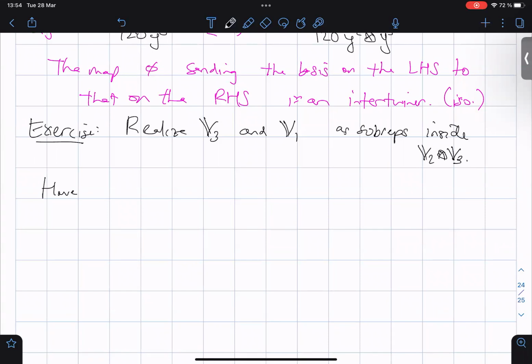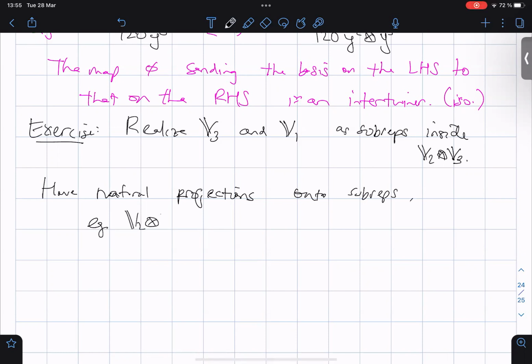Okay, so we have natural projections onto these sub-representations. For example, you have this V2 tensor V3, which is a direct sum of V5, V3, V1. Because I have a direct sum, I could project. You could ask to describe these explicitly.